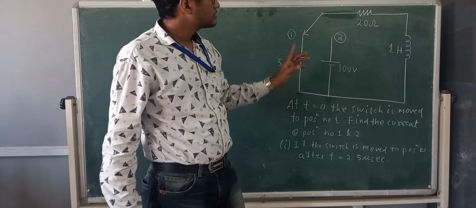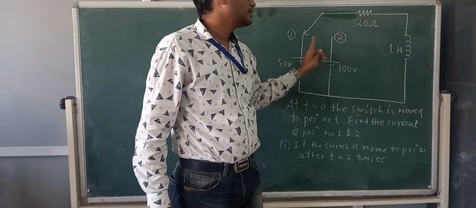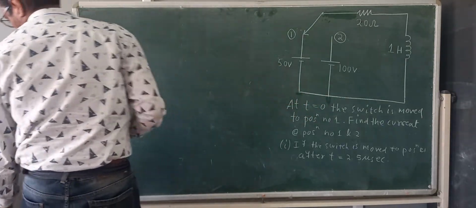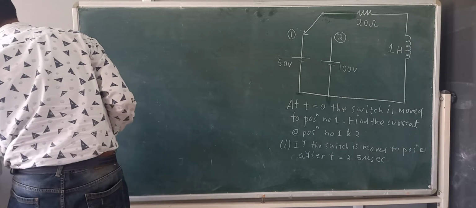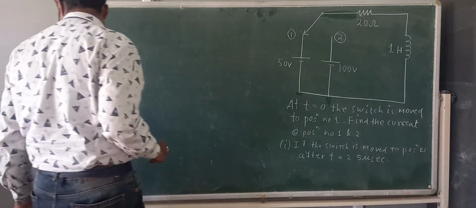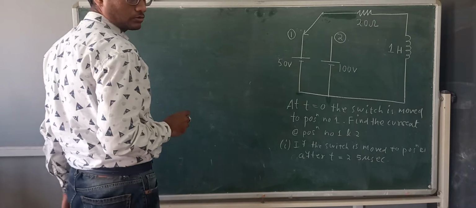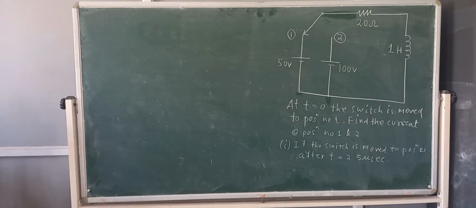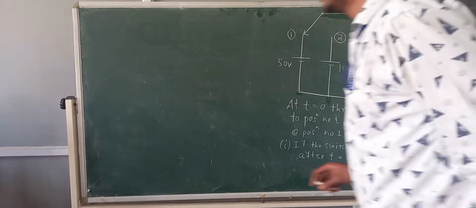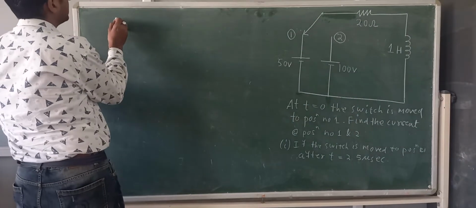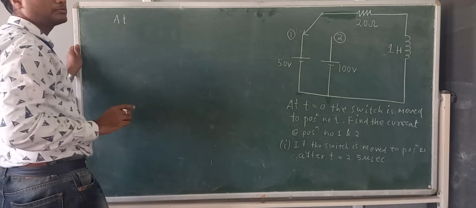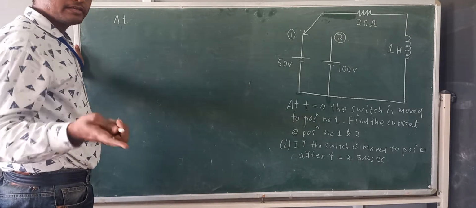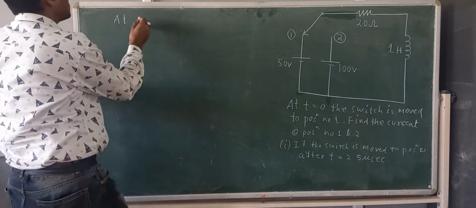What is the current at position number 2? What is the current at position number 1? Let us find. So once again, at question number 1, what is happening? Let us see. It is a very important question. If you understood this, you can solve any problem. After this problem is solved, immediately I will do another problem.